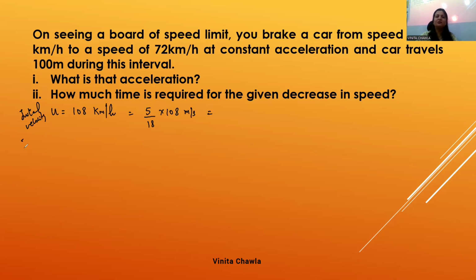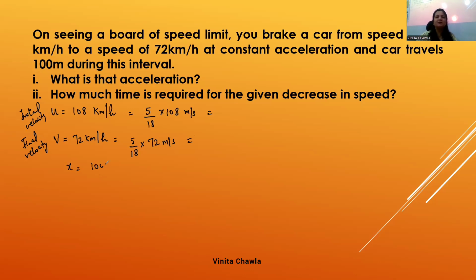And final velocity is? Final velocity, let's denote final velocity by V. It is 72 kilometers per hour. 72 kilometers per hour is equal to, in meter per second, 5 by 18 into 72 meter per second. Okay? So we can convert this. Displacement is given, it is x.